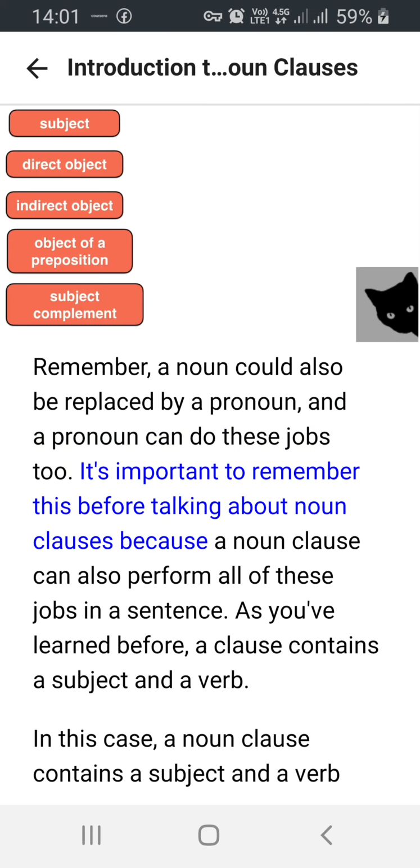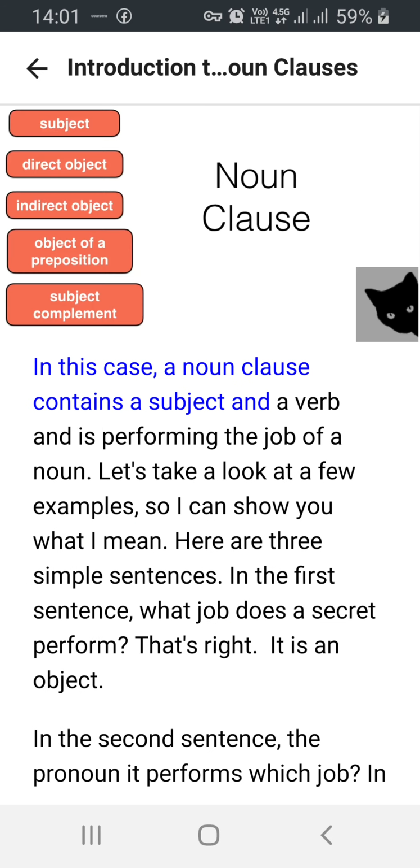It's important to remember this before talking about noun clauses, because a noun clause can also perform all of these jobs in a sentence. As you've learned before, a clause contains a subject and a verb. In this case, a noun clause contains a subject and a verb, and is performing the job of a noun. Let's take a look at a few examples so I can show you what I mean.